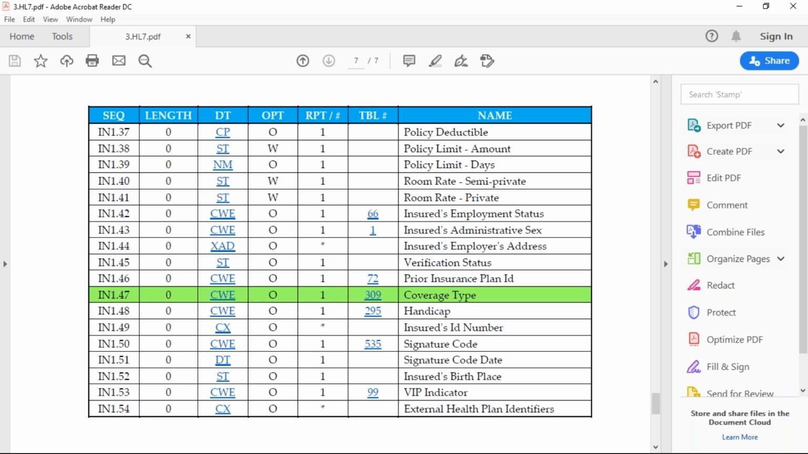Next we have IN47, which is to send coverage type. So we'll see that we'll have the coverage type. What is coverage type? Usually coverage type is nothing but what type of diseases are covered, what type of problems are covered within that insurance plan which the patient is bearing, whether it is hospital or physician or dental or pharmacy related coverage. So that coverage type is present in IN-147.